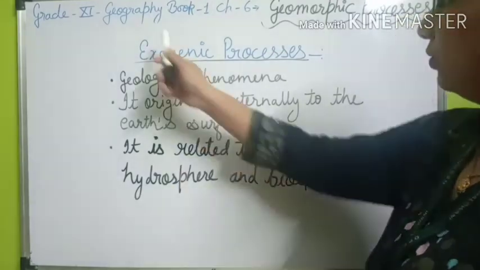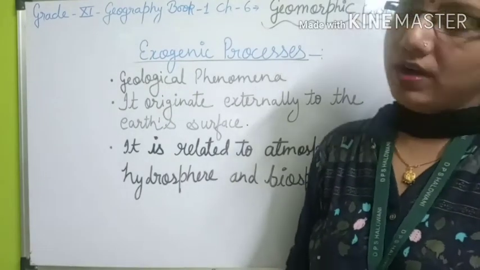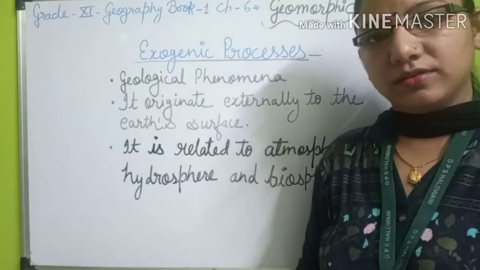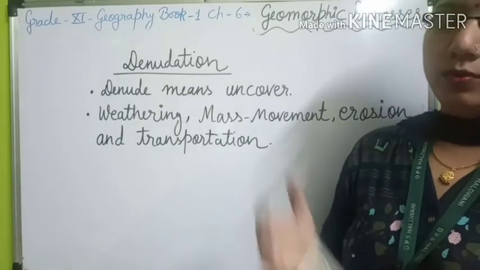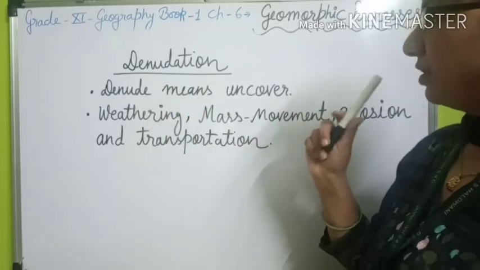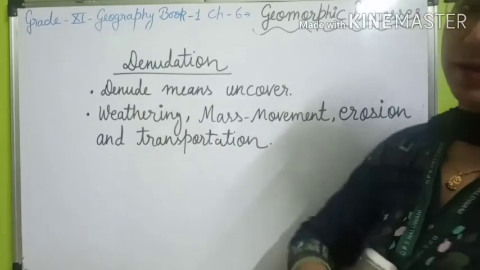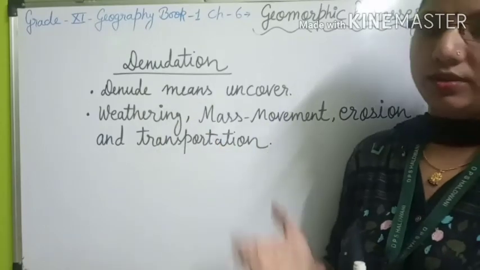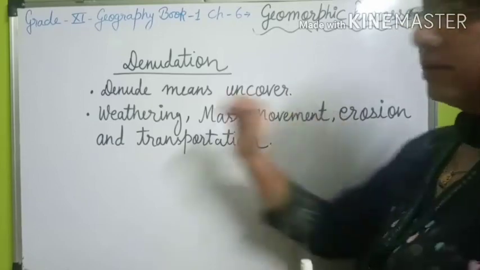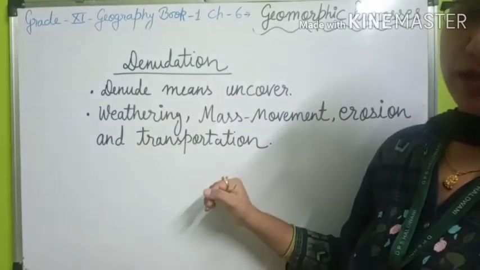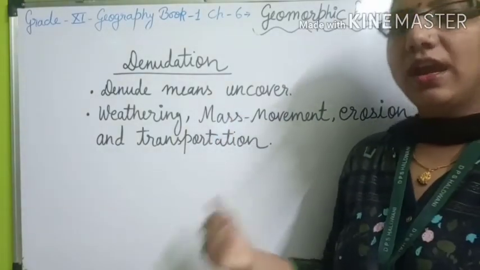So to know more about the exogenic process, let's see what is denudation. So students, what is denudation? Students, the word denudation, it came from the word denude, which means uncover. What is the meaning of denude? That is uncover. The weathering, mass movement, erosion, and the transportation are included in the denudation activities.